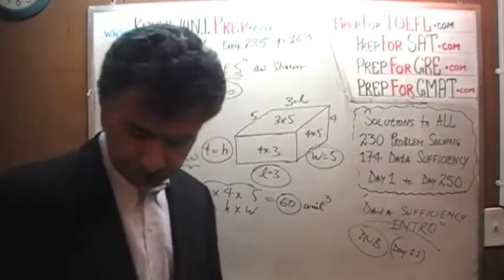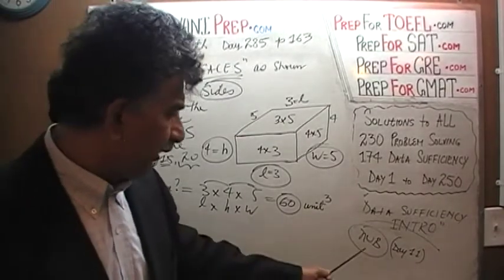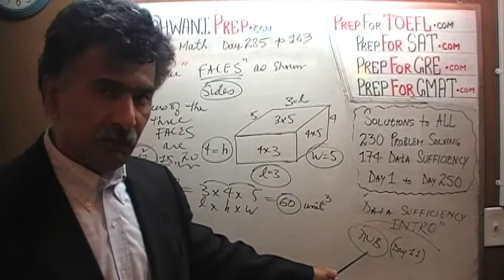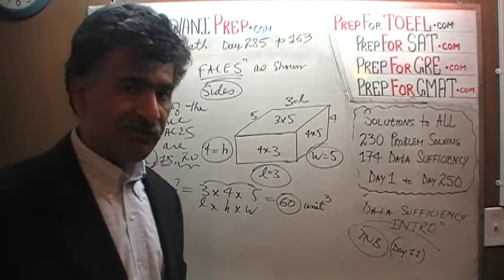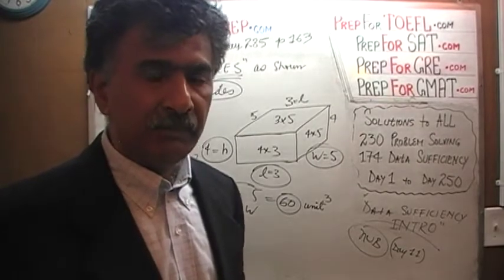Just type in GMAT vocabulary words. Day 11. And the video will pop up where we learn the word nub, which means the gist of something, the essence of something, the core of something, the main idea, the main point of something.